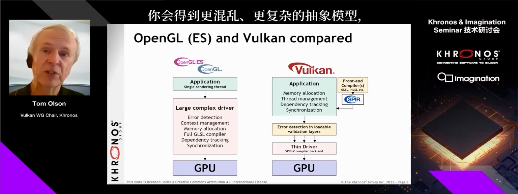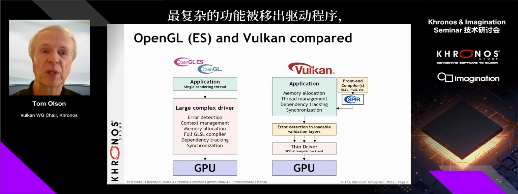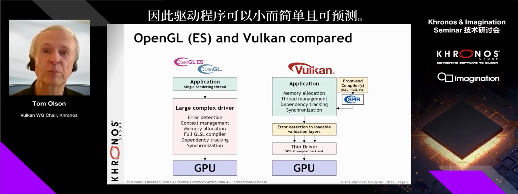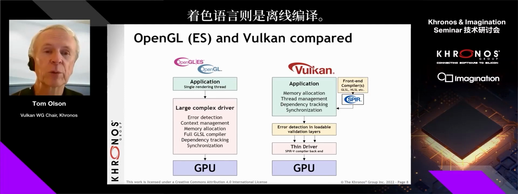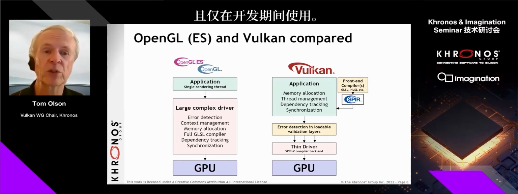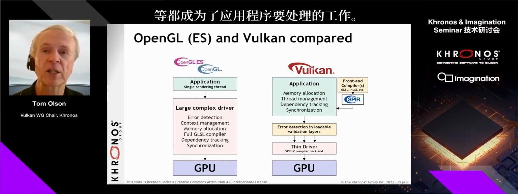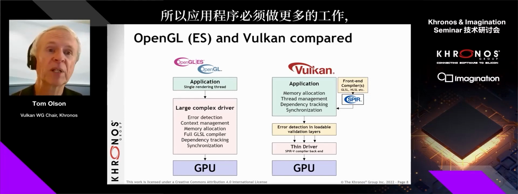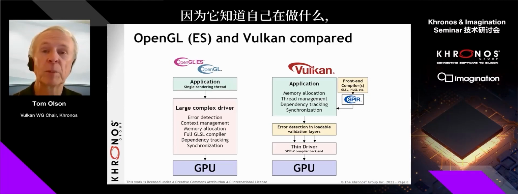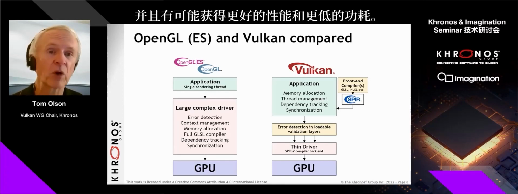In Vulkan, you get a messier and more complex abstraction, which looks more like the hardware. Most complex functionality is moved out of the driver, so the driver can be small, simple, and predictable. Shading language compilation moves offline. Error checking moves into software layers, which you use only during development. And things like dependency tracking, memory management, and synchronization become the application's job. So the application has to do a lot more work, but because it knows what it's trying to do, it can do it better and potentially get better performance and lower power.